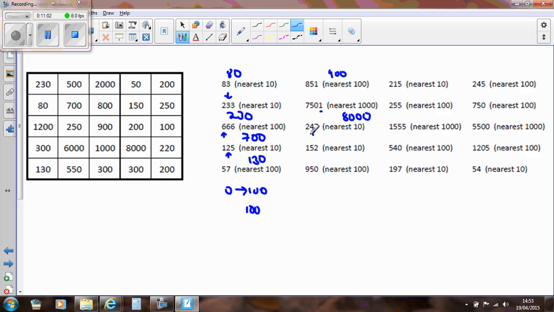247 to the nearest 10 is going to be, it's nearer to 50, so if 100 stays the same, it becomes 250. 152 to the nearest 10, 100 stays the same, and it's closer to 50 than it is to 60, so that's going to be 50.